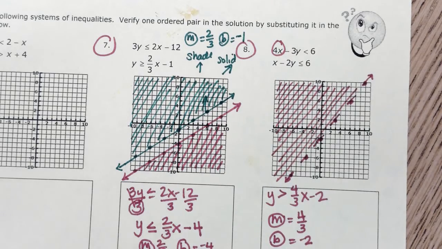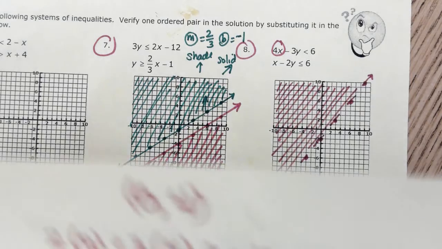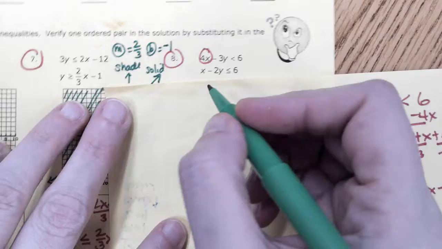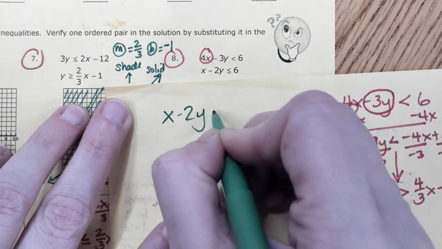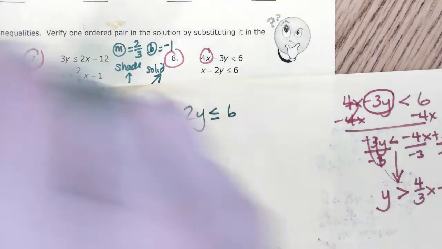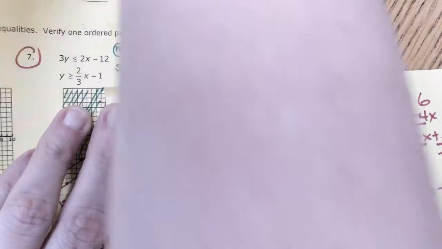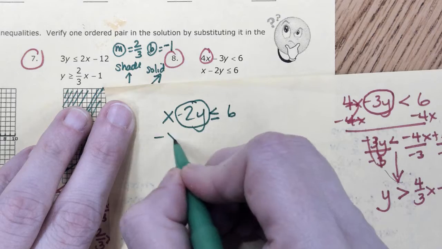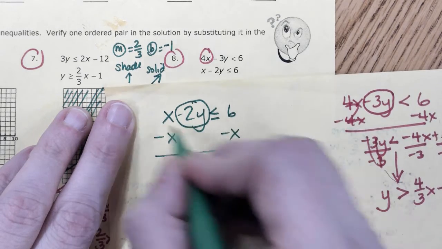All right? Now let's look at the other one. Okay? The other one is also in standard form. So let's go ahead and convert that one too. We have x minus 2y less than or equal to 6. Okay? So I'm going to get my minus 2y. I want to leave it by itself, so I'm going to subtract x from both sides.